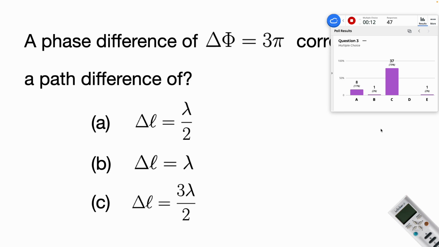Not bad, not bad. Good. So if you have half lambda, that's destructive. Destructive is opposite. When you go through a pi, you go from 1 to -1 in cosine. So this one is pi, 2 pi, and 3 pi. So 3 pi corresponds to 3/2 lambda. All right, good.